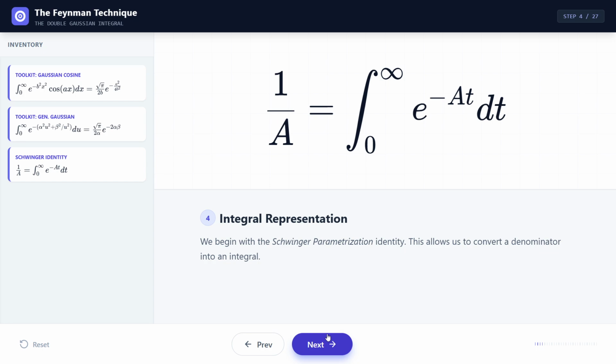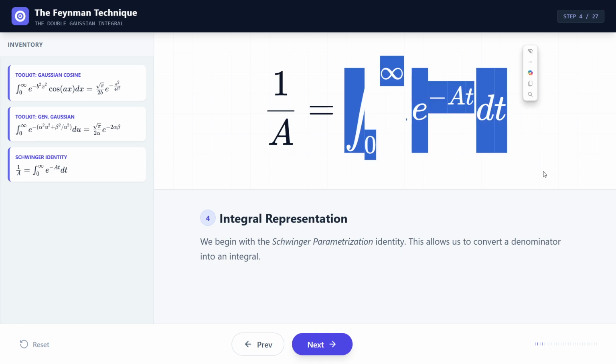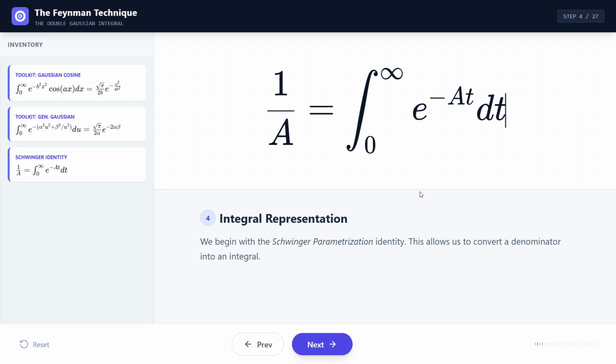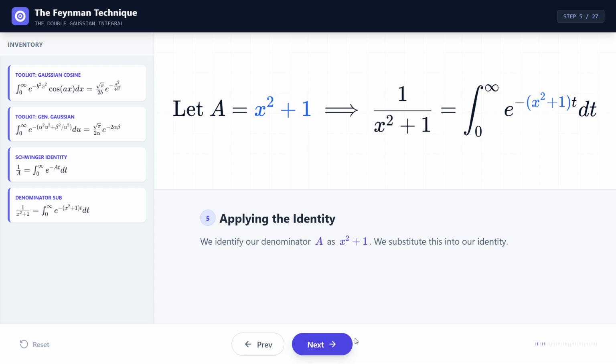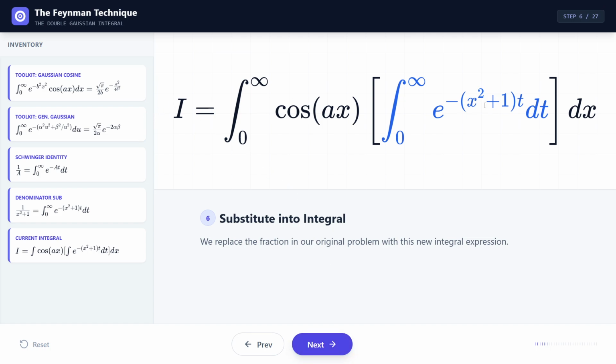So the next identity that we want to use, or the next fact that we're just going to state outright here, is that this is true, and this is just a simple evaluation of this integral. We really should have written it the other way around. But anyway, if you evaluate that integral, you get 1 over a. And that, of course, assumes a is positive. So if we let a equal x squared plus 1, we can see that x squared plus 1 is equal to this integral, which we will plug in to our original I. So now we have I represented as an integral within an integral. It's a double integral here.